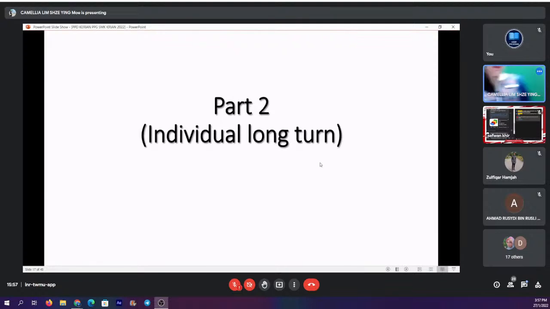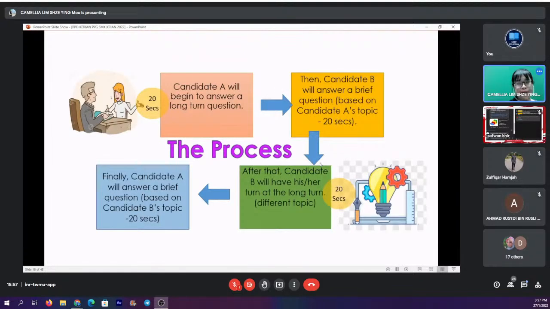Okay, now we're going to part 2. So part 2 is the individual long turn. What do I mean by that? As you can see, this is the process. In the beginning, the interlocutor will give candidate A 30 seconds to prepare his or her response. Of course, by then, candidate A would have seen the question, so he or she will have to think about the response for 20 seconds. After that, candidate A will begin to answer a long-term question. This long-term question will be about 1 minute.